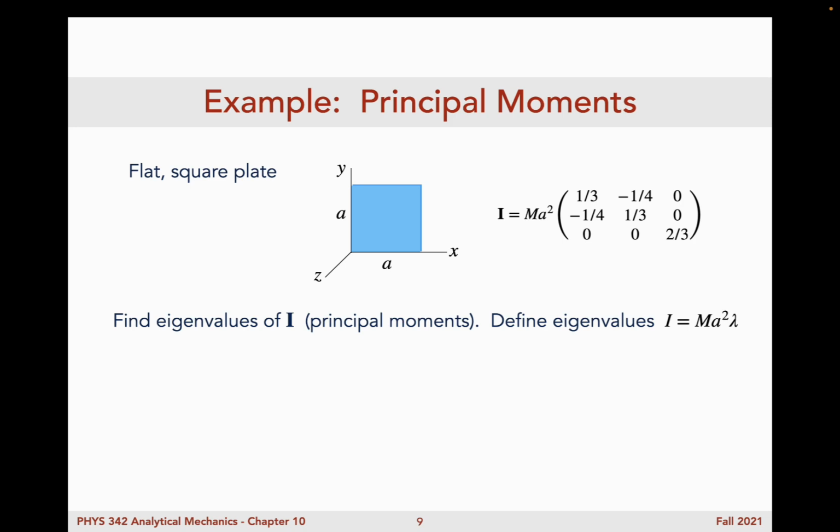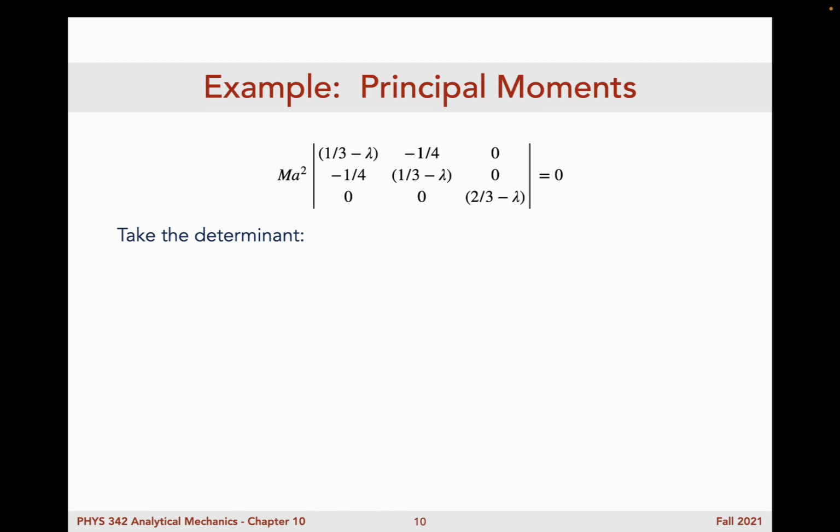Because this matrix has an ma squared out in front, it's going to be easiest to define our eigenvalues as ma squared times lambda instead of just lambda. That way we can factor the ma squareds out. This just keeps it simple. We don't have to worry about the ma squared. You can just divide that into the 0. We want to take the determinant of this thing and solve for the lambda values. Once we find the lambda values, we can plug them back in here to find the moments of inertia. These lambda values will have to be multiplied by ma squared to get the actual rotational inertia.